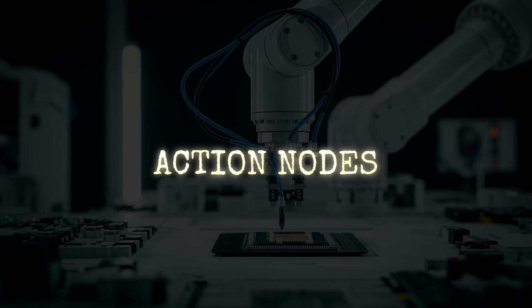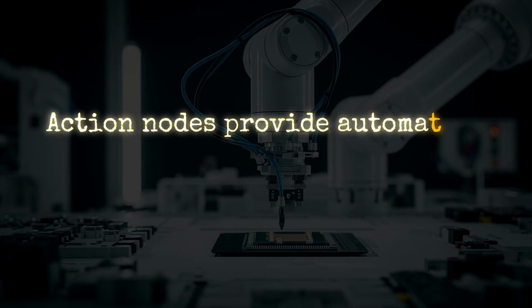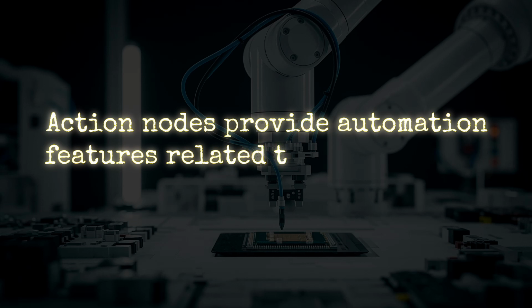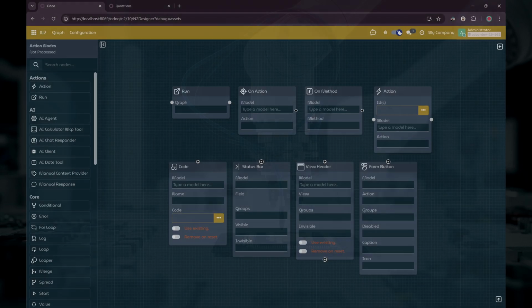The second update is the new Action module. This module introduces several nodes that provide automation features related to actions and model methods. While the Trigger module allows you to add automation layers to record operations such as creating, editing, and deleting records, the Action module now allows you to extend automation to model methods and server actions.